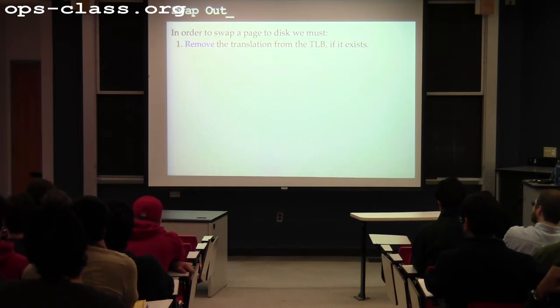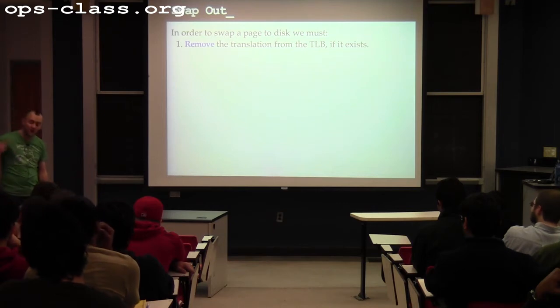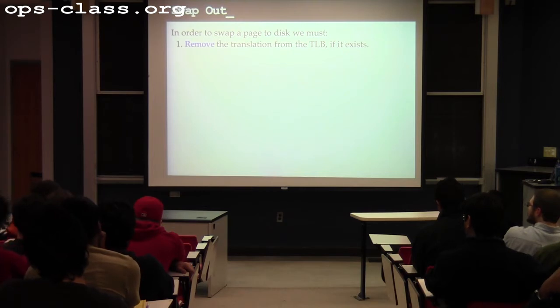And this causes a lot of headaches, right? You guys will have to think about this hard once you start assignment 3, because what can happen here is I can remove the translation from the TLB, and when I'm in the middle of swapping the page out, the process can fault on that page again, right? And so now what do I do? I've got a page that's halfway between memory and disk. Yeah, it's a mess.